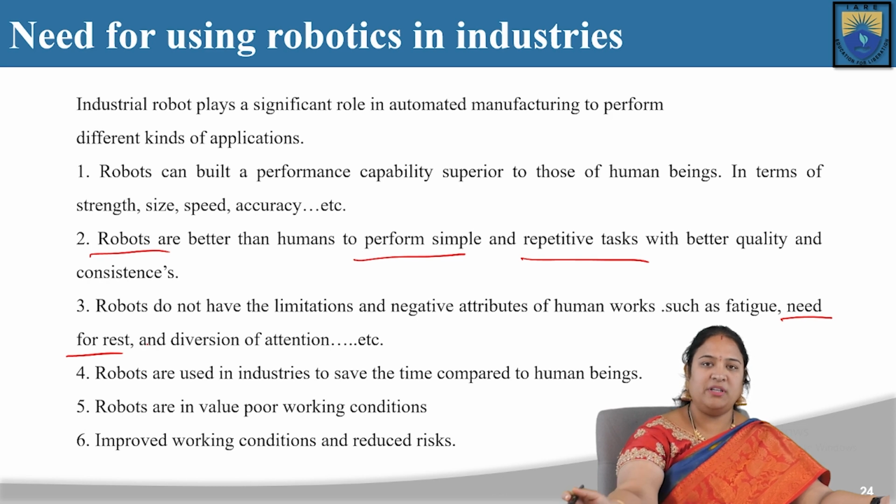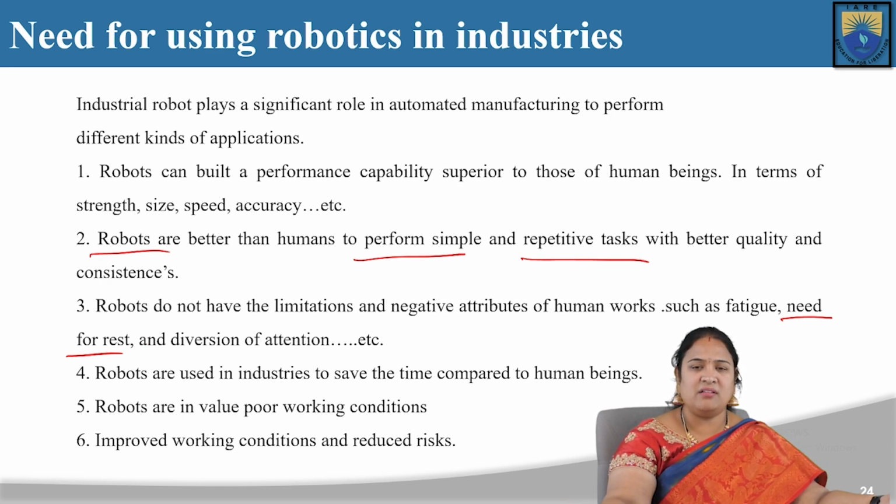In order to perform the task, they may delay for 5 minutes, 10 minutes, or 15 minutes, or it may even take half an hour, 1 hour. So all the time will be reduced when we're using a robot, because he doesn't need any sort of rest, or he'll not have any sort of attitude problems as that of the human. He'll not have fatigue. He'll not have diversion in his attention.